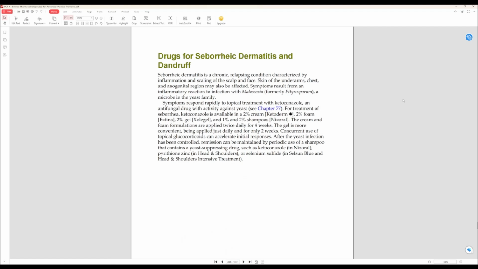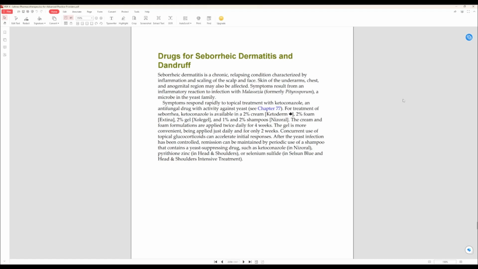Drugs for seborrheic dermatitis and dandruff. Seborrheic dermatitis is a chronic, relapsing condition characterized by the inflammation and scaling of the scalp and face. Skin of the underarms, chest, and anogenital region may also be affected. Symptoms result from an inflammatory reaction to infection with Malassezia, a microbe in the yeast family.